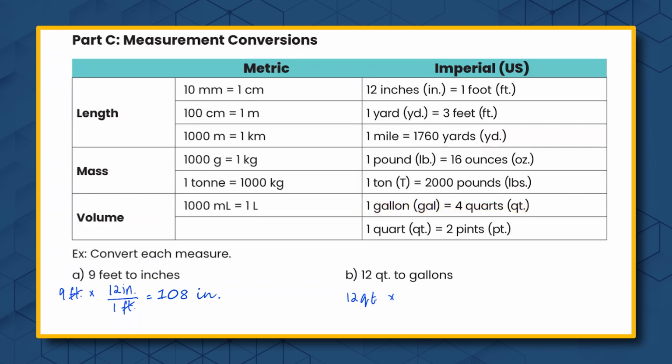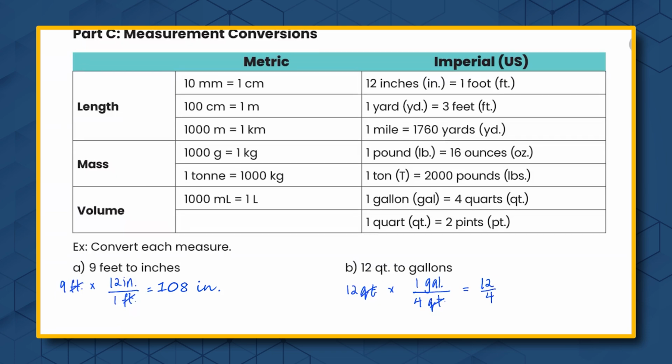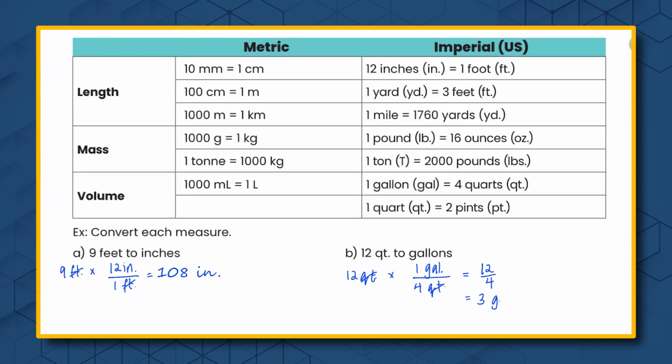Because I want gallons in the end, I'm going to make sure to put gallons on top. So I'm going to put 1 gallon, and I know that in every gallon, there are 4 quarts. And so now when I go to multiply, I see that the quarts are going to divide out. So this leaves me with 12 times 1 over 4. And I'll write it as a division because that's the same as 12 divided by 4, which is going to be the same as 3 gallons. So this means that 12 quarts is going to be equivalent to 3 gallons.